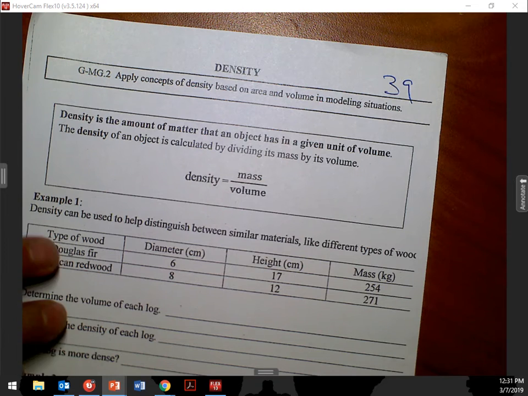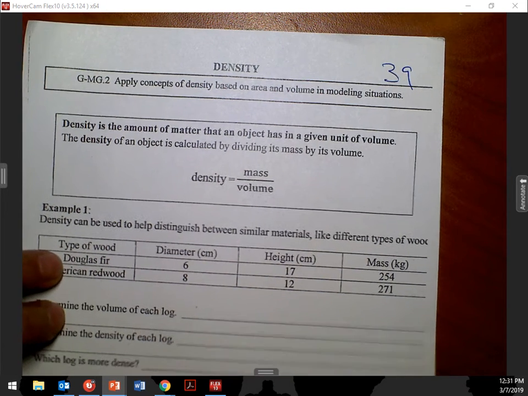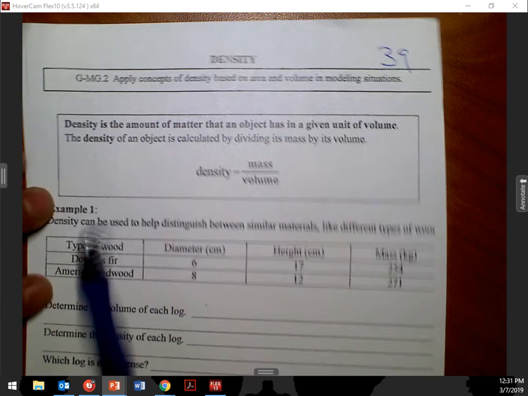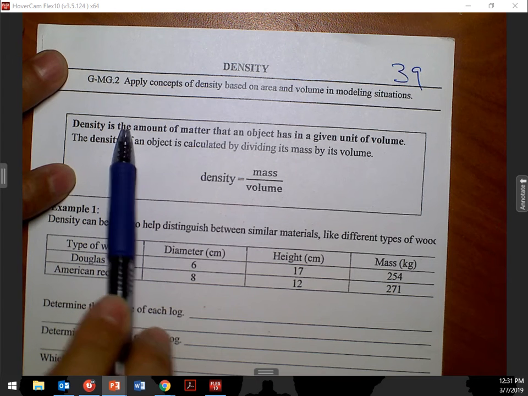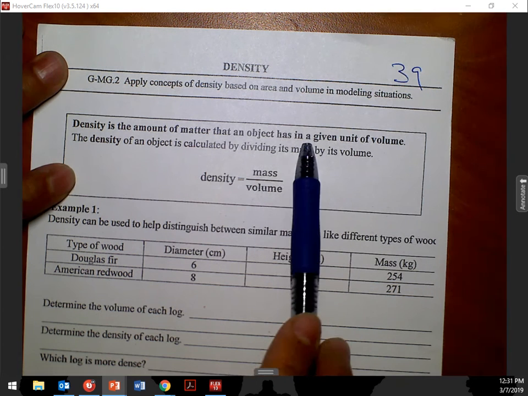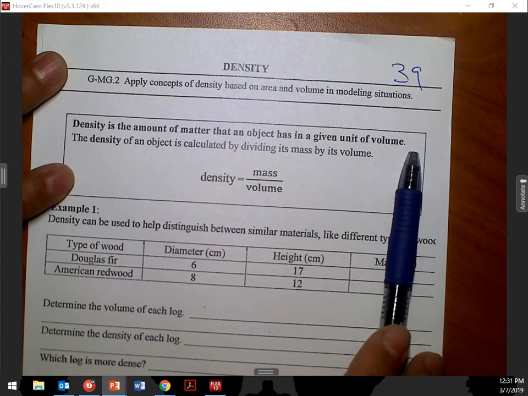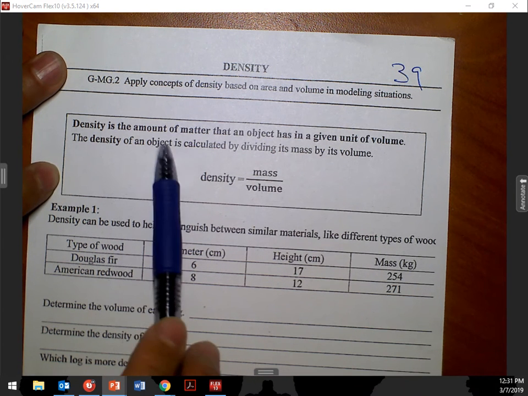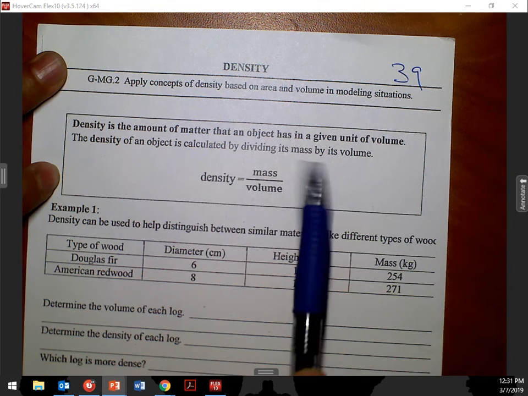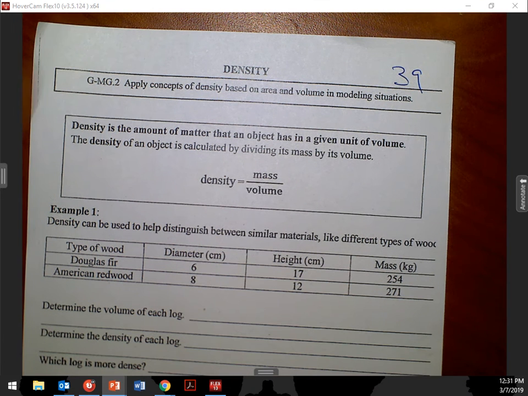Right, this is my geometry. This is density. Okay, so now for what we have here, density is the amount of matter that an object has in a given unit of volume. The density of an object is calculated by dividing its mass by its volume. Mass is referring to its weight. Okay? Volume is its three-dimensional size.